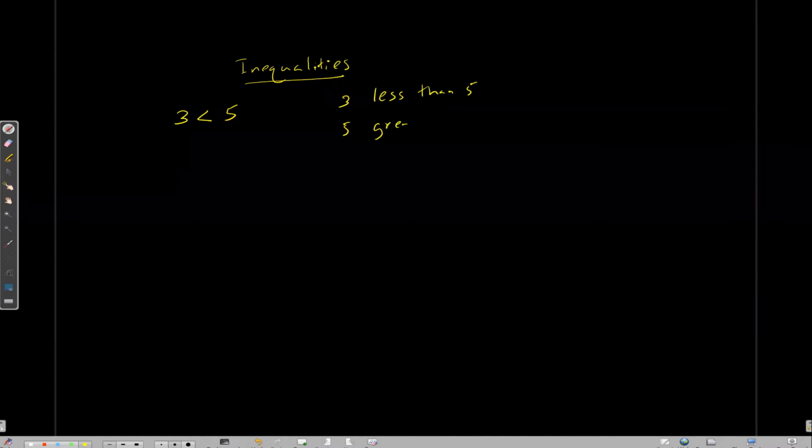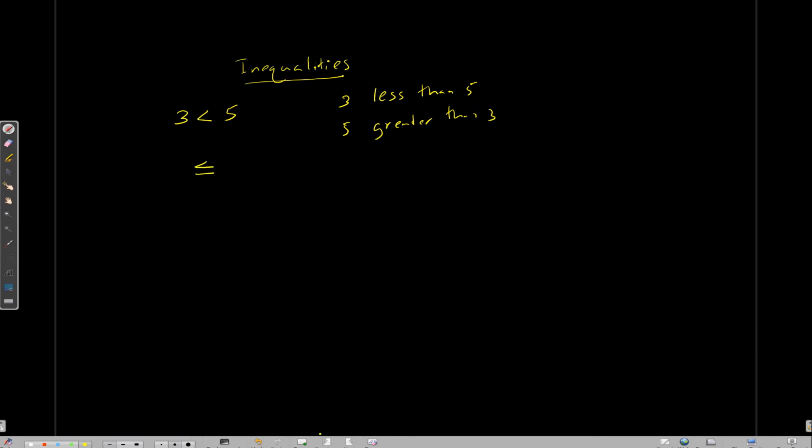Today we are going to talk about inequalities. So, for example, 3 is less than 5. So, 3 is less than 5. Oh, 5 is greater than 3. So, it is the same thing. You can read it in either way.